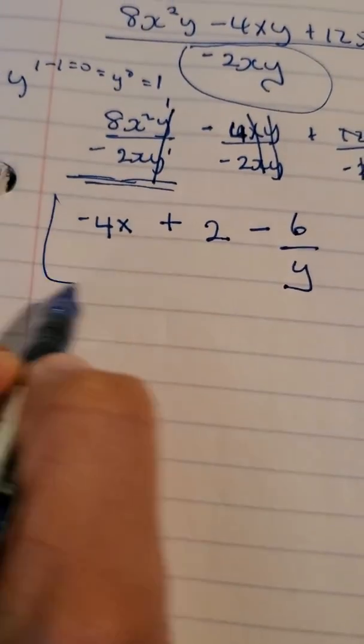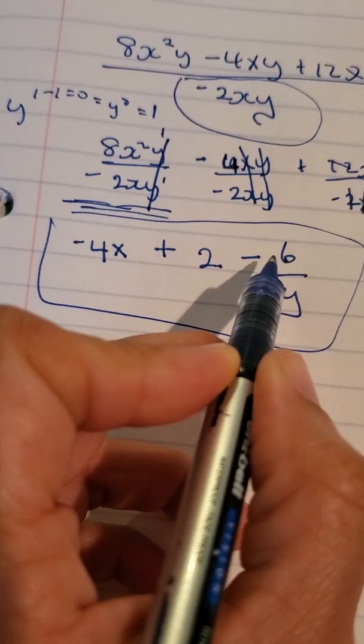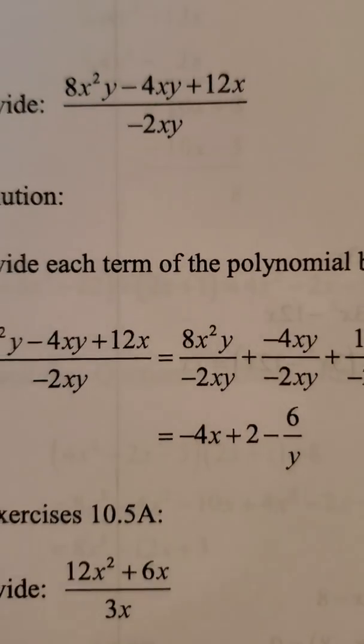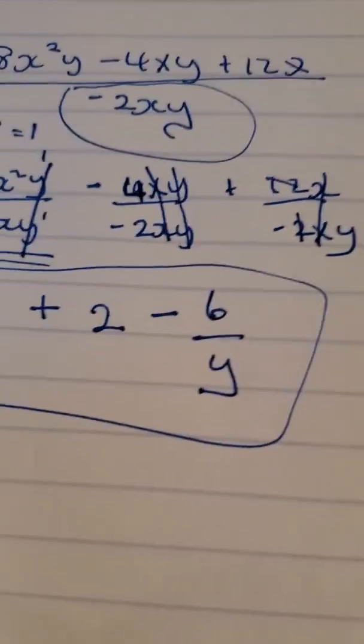So our new expression from that division is negative 4x plus 2 minus 6 over y, as we can see in the example of our text. So what I'll do, because we have so few examples, I'll just do the first one for you. That's in the book as a second example.